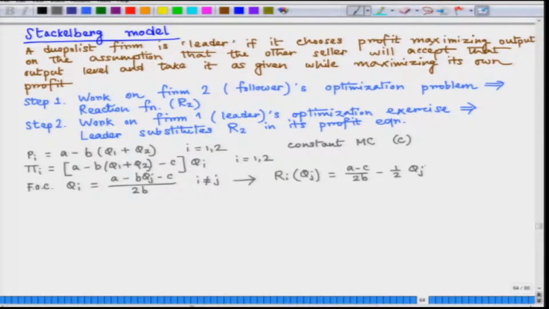Okay. Now, let us write down the specific functional form of the reaction function for firm 2, because that is what our step 1 suggests, right. We need to know the reaction function of the follower firm. So, the follower firm is firm 2 here. So, let us note down its reaction function.